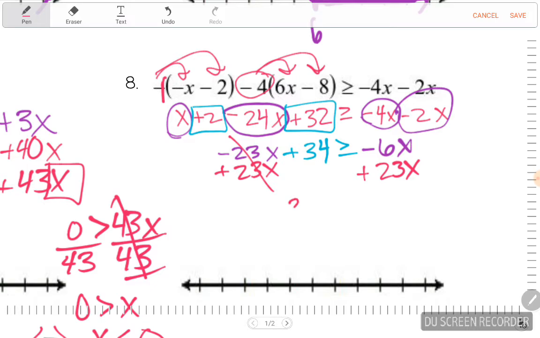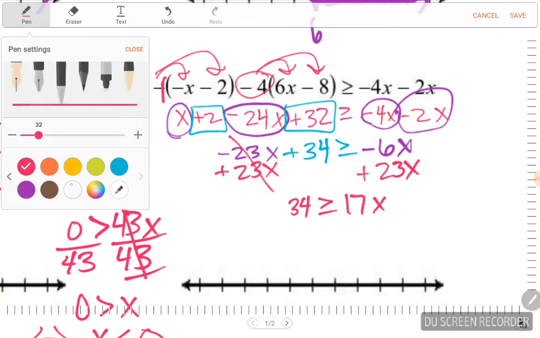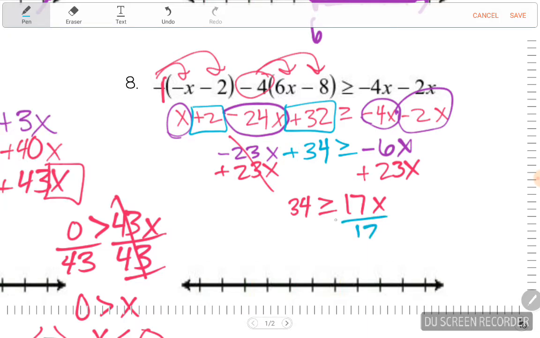Those cancel out. I get 34 is greater than or equal to, because I just dropped down the sign. Negative 6, positive 23 gives me a positive 17. I divide both sides by 17. 34 divided by 17 is 2.